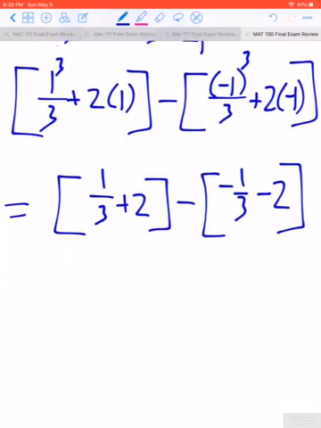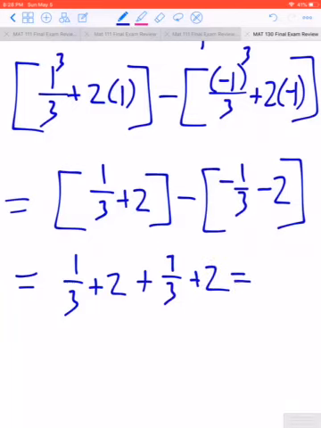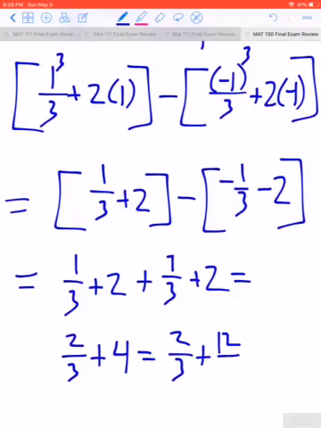And instead of combining things in the parentheses, it's probably going to make the arithmetic a little bit easier if you just distribute to get rid of the minus sign. This would become a plus 1/3 plus 2, which gives us 2/3 plus 4. If you want to, you can get a common denominator. This would be 2/3 plus 12/3, which would be the value 14/3.